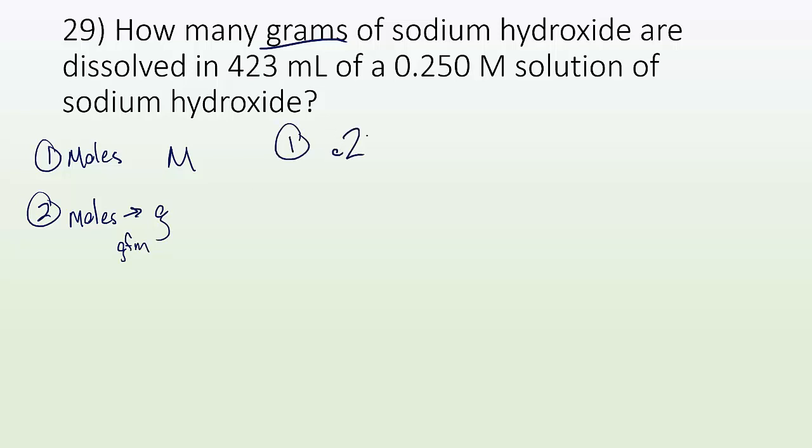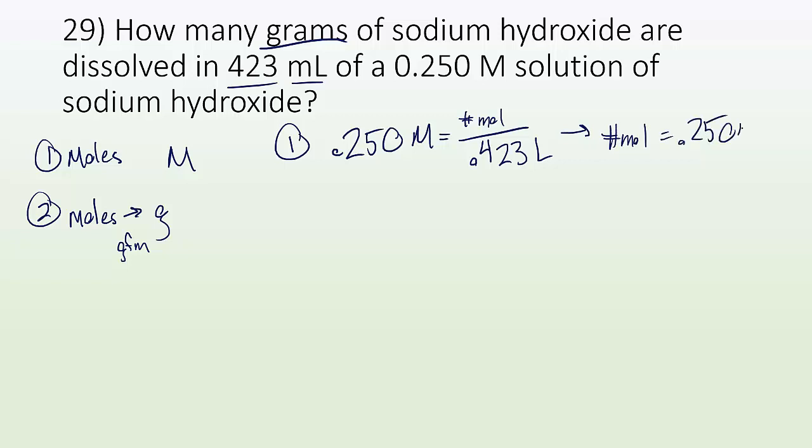I know 0.250 molar has to equal the number of moles over liters of solution. So I have to convert this milliliters to liters. I divide by 1,000 and get 0.423 liters, which means when I rearrange, the number of moles equals 0.250 molar times 0.423 liters. So when I plug and chug and do that math, I get 0.10575 moles. So now all I have to do is convert my moles into grams.